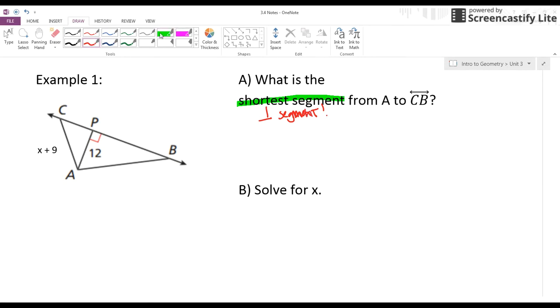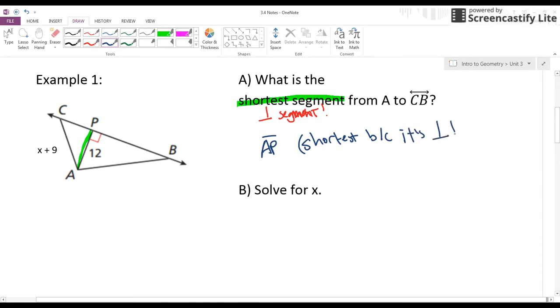So look at the diagram. What is perpendicular? Look for the right angle. And I'm going to see this perpendicular segment right over here, AP. So that means the answer to this question is AP, right? And it's the shortest because it's perpendicular. I'm just going to write that in parentheses so you can remember: shortest because it's perpendicular, right? From the point to the line.